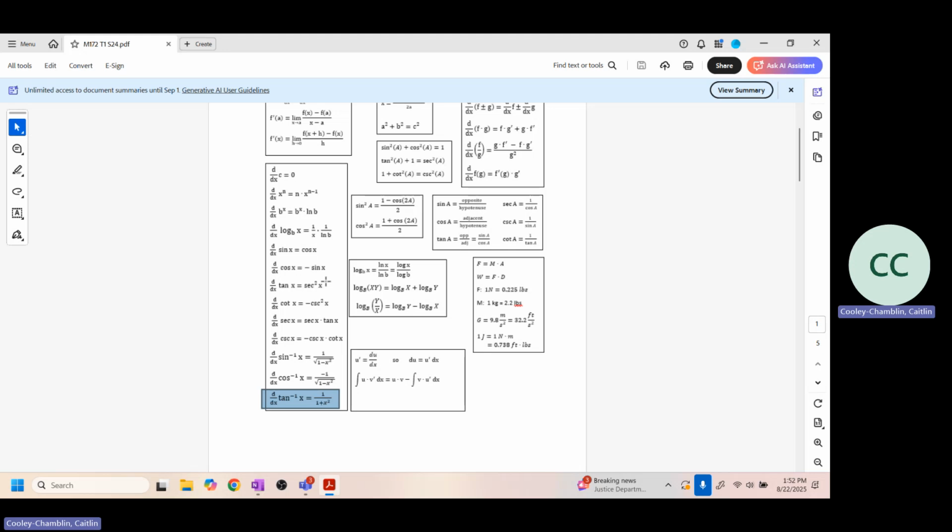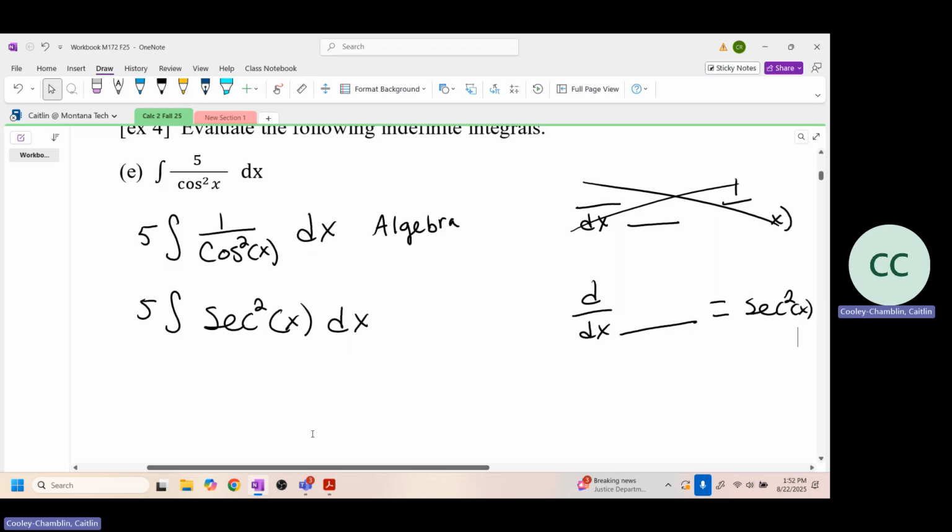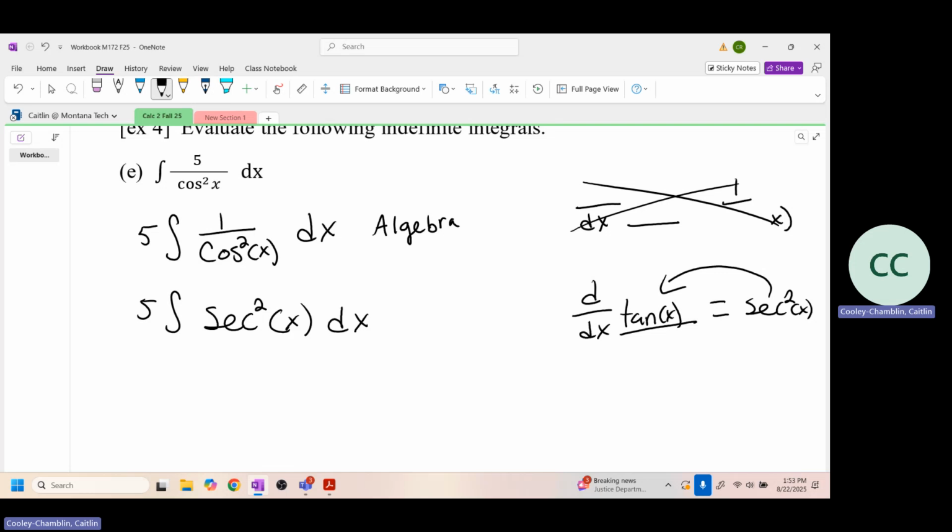So secant squared. Hey, if we look right here, the derivative of tangent is secant squared. So the derivative of tan x is secant squared x. So that means the antiderivative of secant squared is tangent. So I get 5 tangent of x plus c.